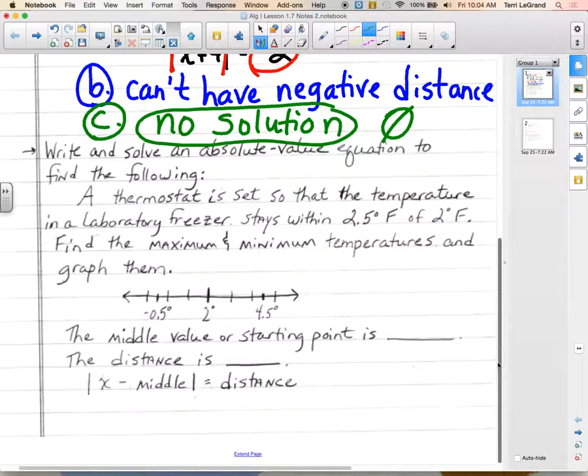Okay, now let's learn how to set up our own. Write and solve an absolute value equation to find the following. We have a thermostat that is set so that the temperature in a laboratory freezer stays within 2.5 degrees Fahrenheit of 2 degrees Fahrenheit. So what's that really saying?